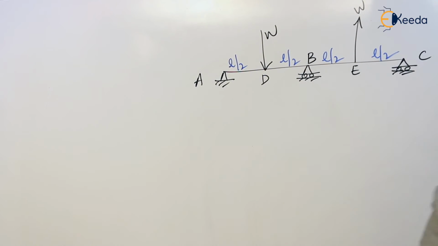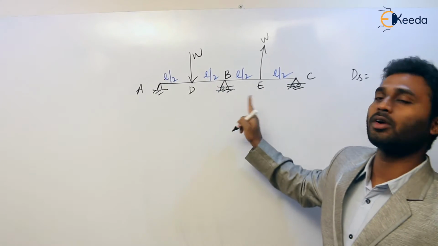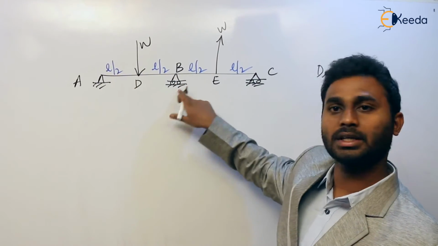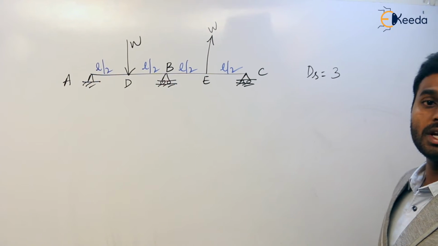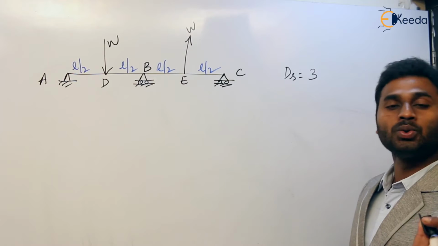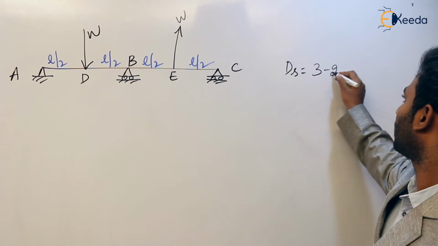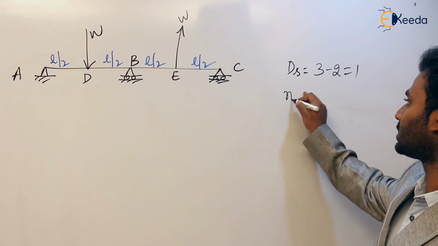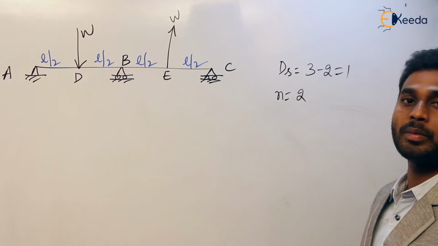So what is the DS in this case? The load is vertical, whether upward or downward. So here is one reaction, another reaction here, and another here. So how many reactions? Three. And how many equations of equilibrium? Only 2. No need to consider sigma x equal to 0, as there is no horizontal load. 3 minus 2 is 1. How many plastic hinges? 1 plus 1, 2. So 2 plastic hinges are required for the formation of a mechanism.